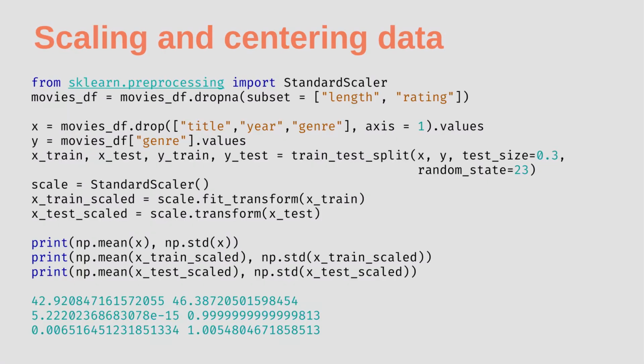Let's learn how to apply scaling and centering to our movies dataset. First, we drop any rows with missing values in the length or rating columns using dropna. Then we separate the explanatory and response variables. We split the data into training and testing sets using the train_test_split function. Next, we create a StandardScaler object. Using it, we fit and transform the training data, and then we transform the test data using the same scaler. This is important to avoid data leakage. Finally, we print the means and standard deviations before and after scaling.